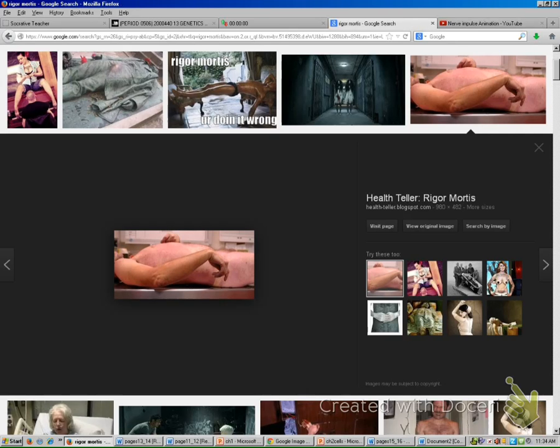Rigor mortis, if you look at that body right there, he's not holding his arm that way because he's dead. Rigor mortis is doing it for him. It happens within a very specific time period. It's also one of the forensics tools because they know it always happens.